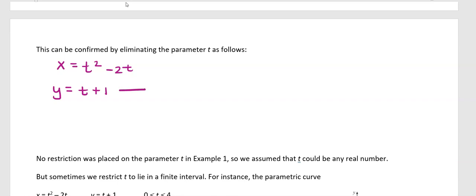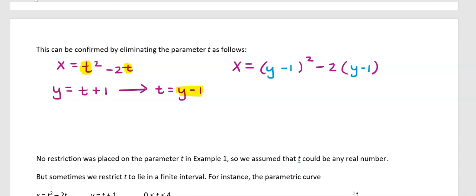So you want to try and choose the equation that's more simple. So if I were to solve this one for t, I would be subtracting 1, so it would be y minus 1. And I'm going to take that y minus 1, and I'm going to plug it in for the t in the top equation. So basically we're using the idea of substitution. So x is equal to our expression squared minus 2 times our expression. And the expression, remember, is y minus 1.